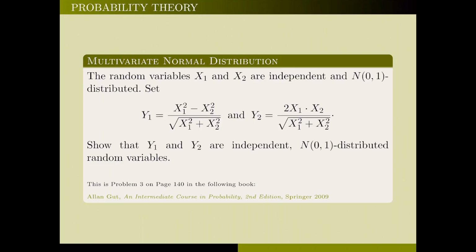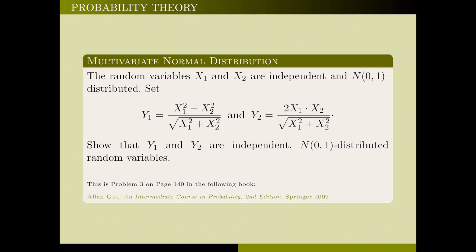Hello, in this video I solved the following problem. Probability theory. The topic is multivariate normal distribution. The random variables x sub 1 and x sub 2 are independent and N(0,1) distributed.